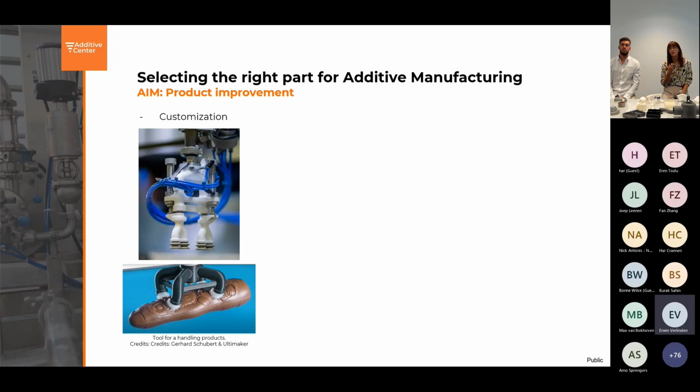So the original part that you see on the top was redesigned to the one on the bottom. It improves the functionality and improves the product because it can be customized to the needs of that specific product, which is in this case the chocolate Santa Claus.